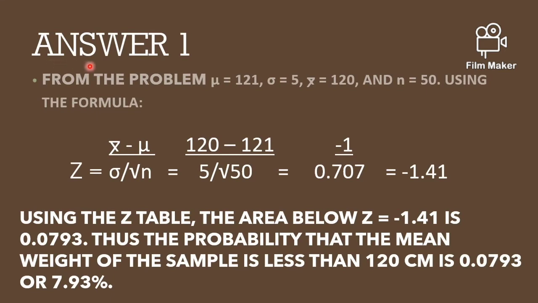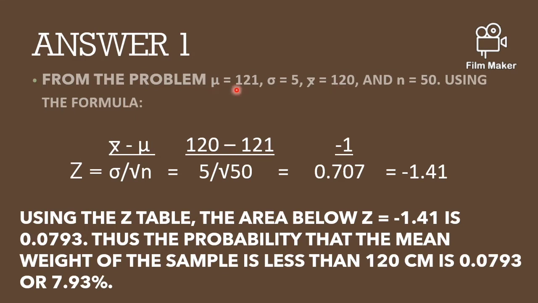Ito yung formula na gagamitin natin. Take note, our mean, 121, and then our standard deviation is 5. And then, our sample mean, take note, is 120. At yung total number ng isang classroom ay n is equal to 50. So, 50 students. Anong formula ang gagamitin natin?